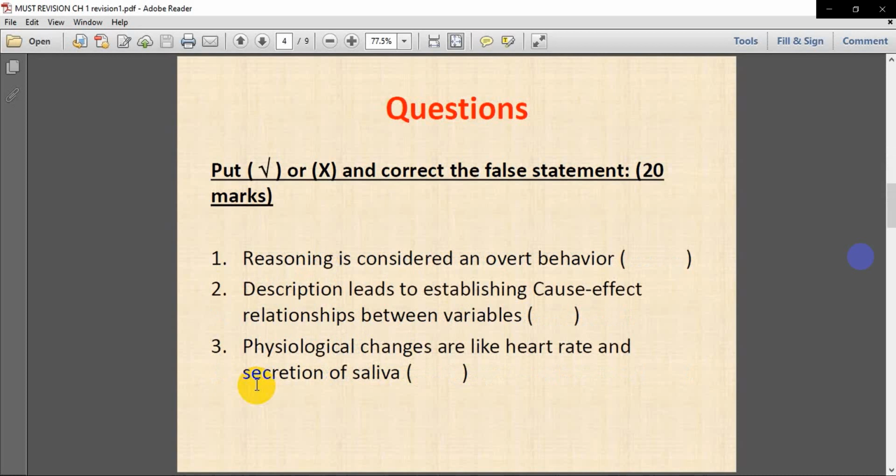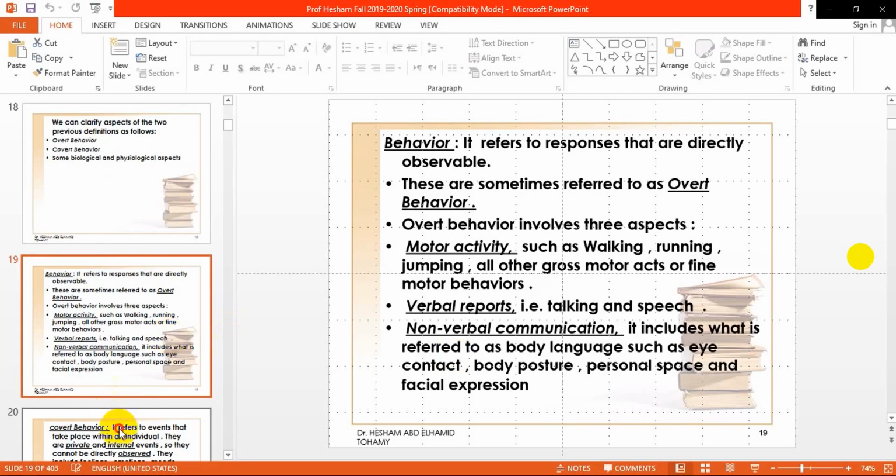The next question: reasoning is considered as overt behavior. Sorry, it is not "an", change it to "as". Or we can also say "is considered an overt behavior." No problem, both are true. Reasoning is considered as overt behavior. Really, reasoning is overt behavior? No. Check this slide.